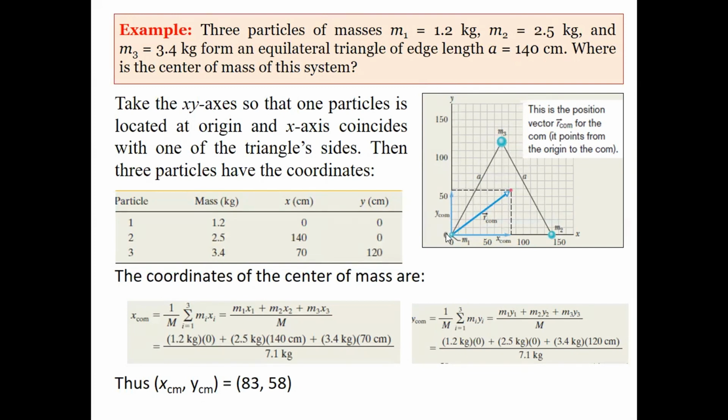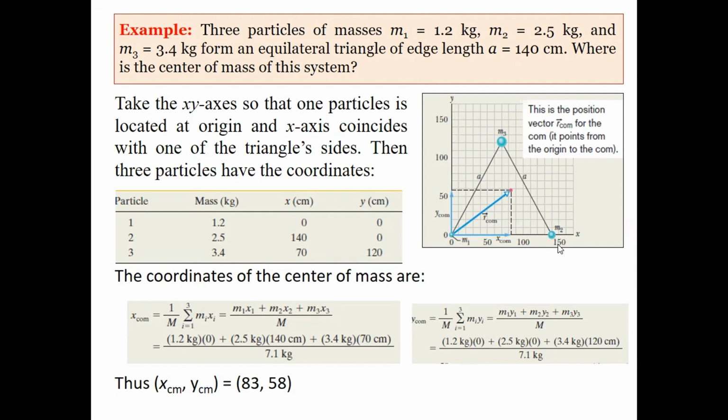We have placed the coordinate system in such a manner that the origin of the x and y coordinate system is at one mass, m1. The other mass is m2, then the third mass is m3. Now, m2 is also placed on the x-axis so that it has no y component in this configuration. However, m3 has both x and y components. So we find the components first. For m1, the mass is 1.2, and the coordinates are 0, 0. So we write here 0 and 0 coordinates.